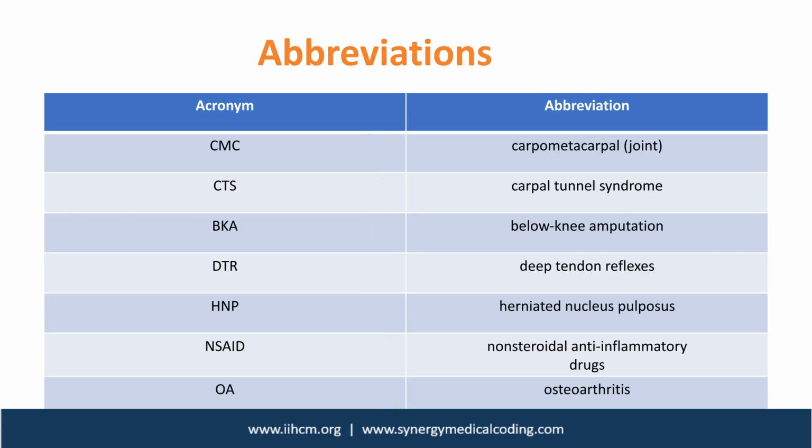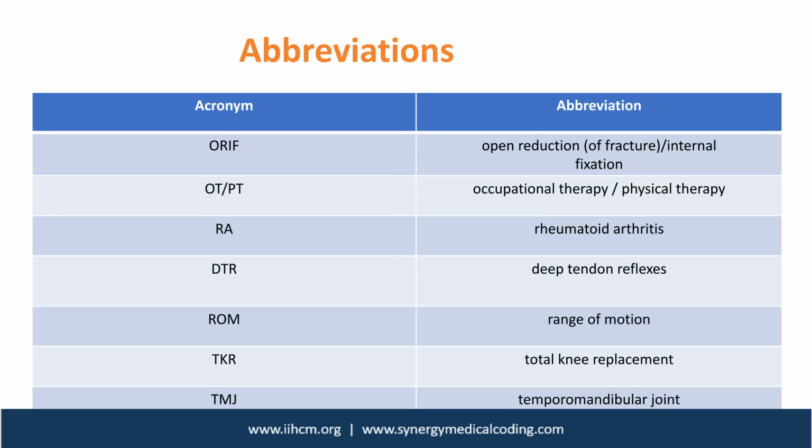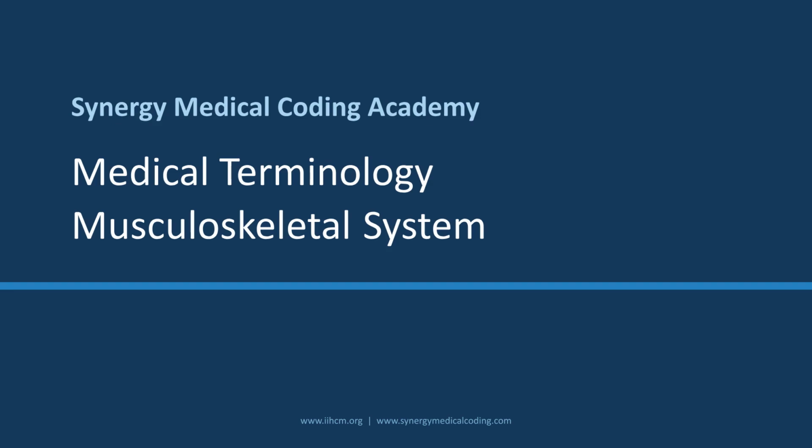This slide presents abbreviations commonly used in musculoskeletal medical documentation, such as ACL for anterior cruciate ligament and DJD for degenerative joint disease. More abbreviations include FX for fracture, OA for osteoarthritis, and THR for total hip replacement, important for efficient medical communication. This concludes our video on medical terminology for the musculoskeletal system.